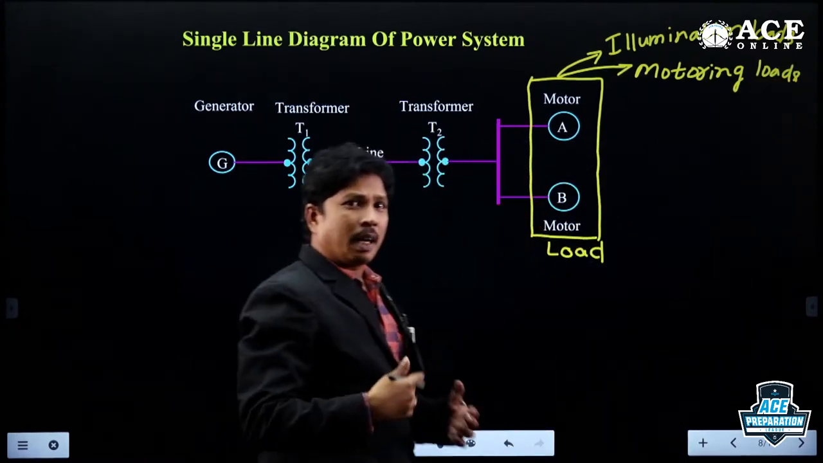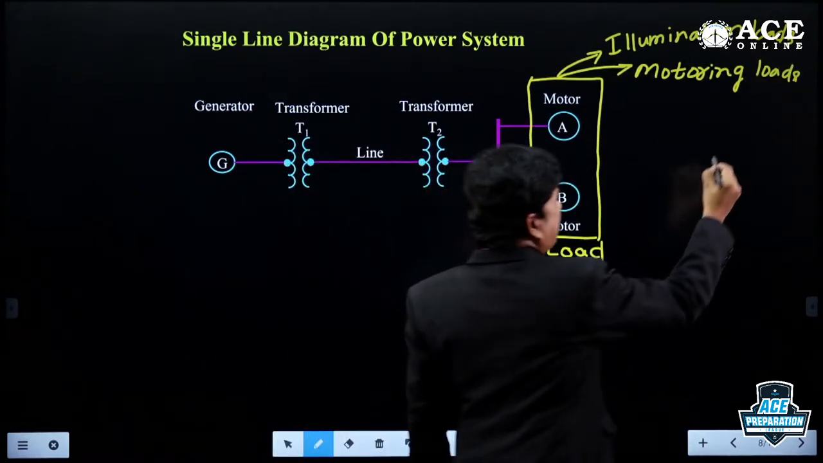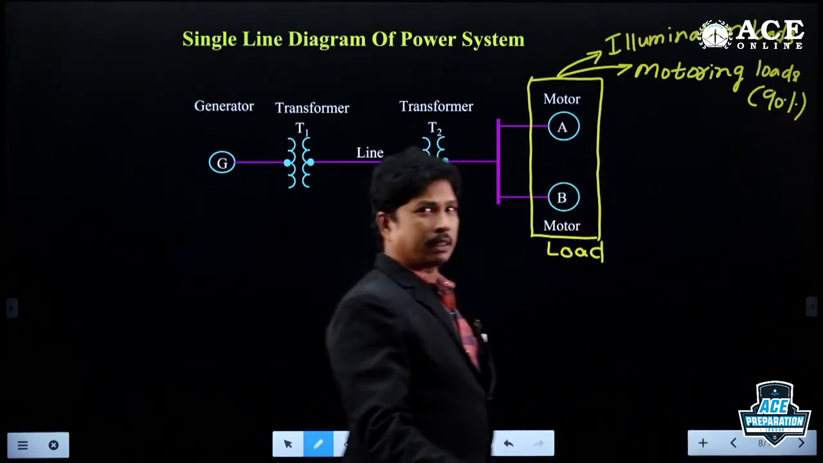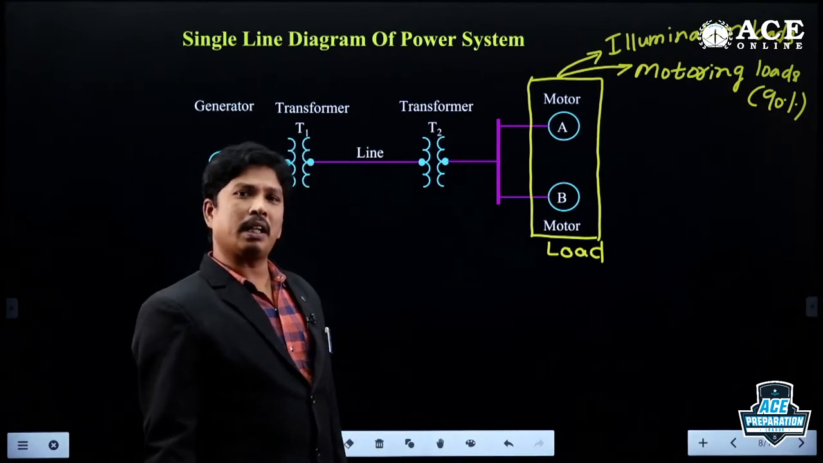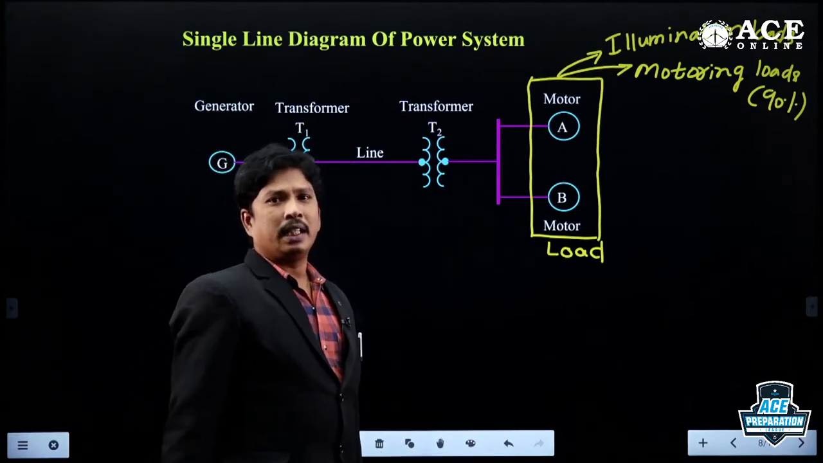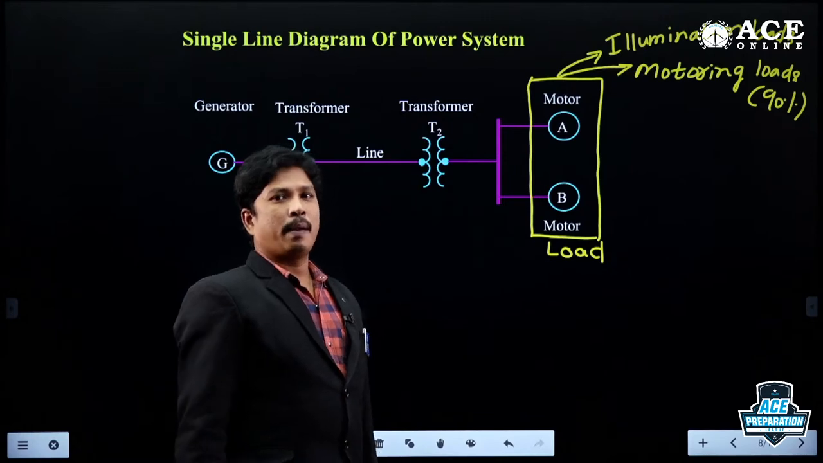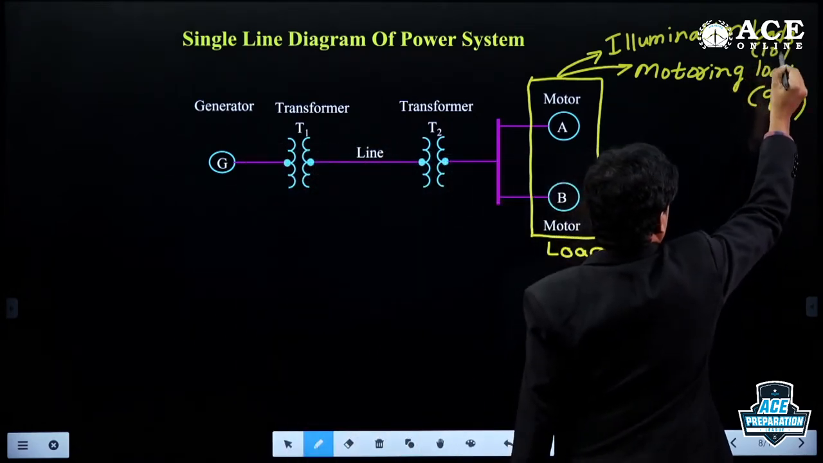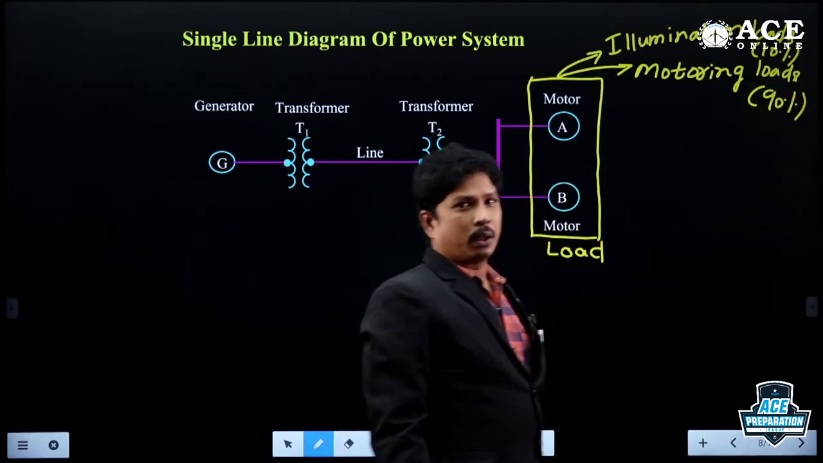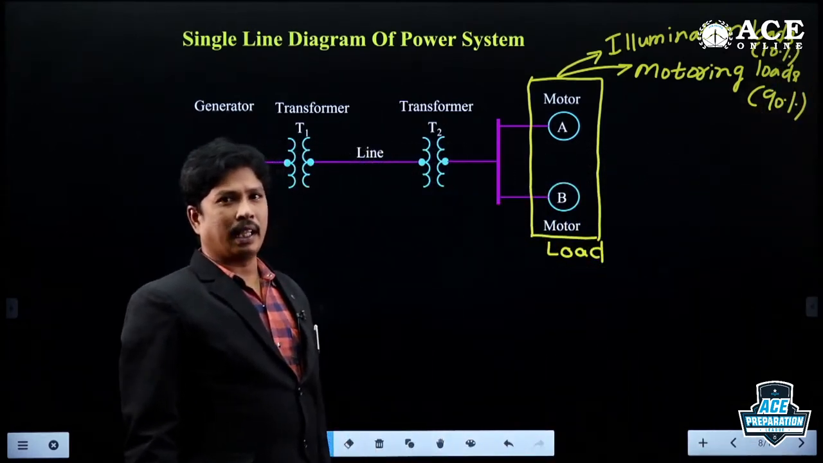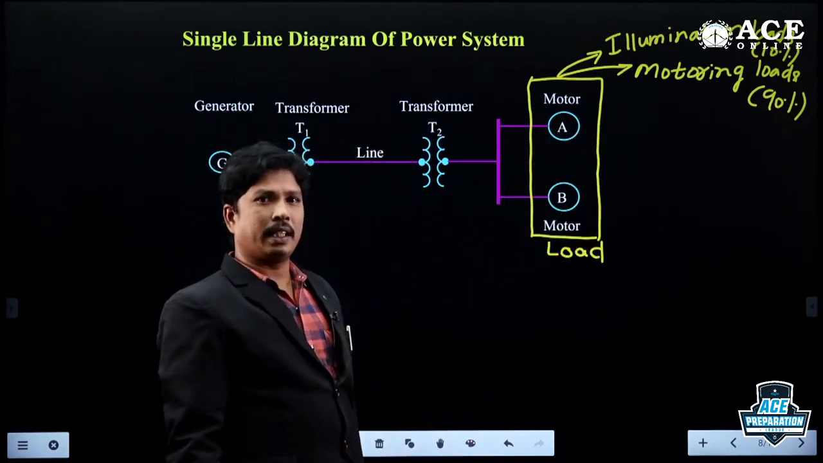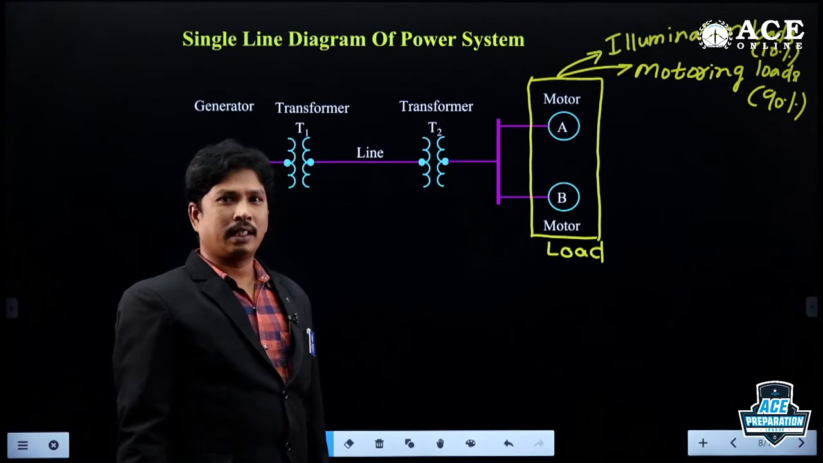If you compare these two loads, 90% of the loads are motoring loads, more than 90% also we can say. So approximately 90% of the loads are motoring loads, and only 10% are illumination loads or lighting loads. That's why we have represented the motors here. Clear?